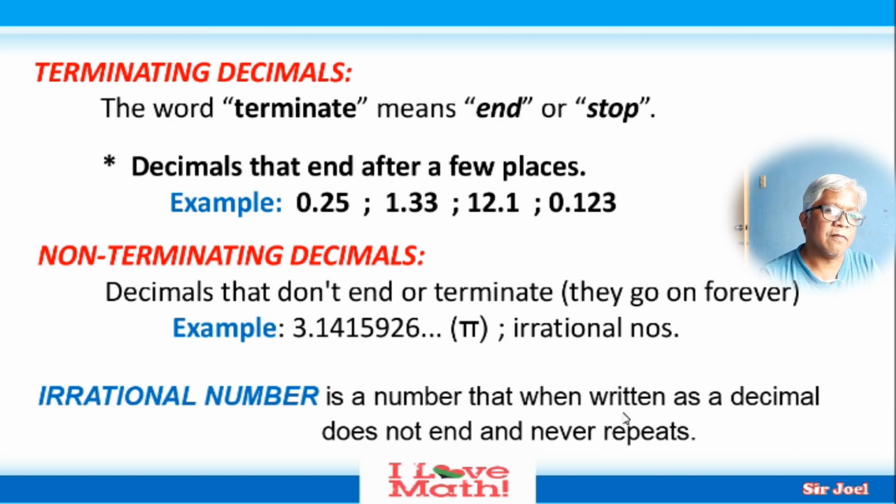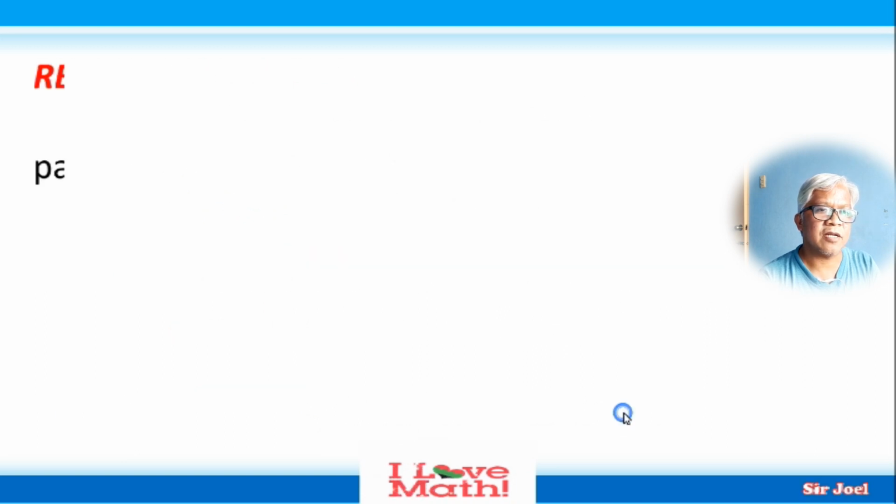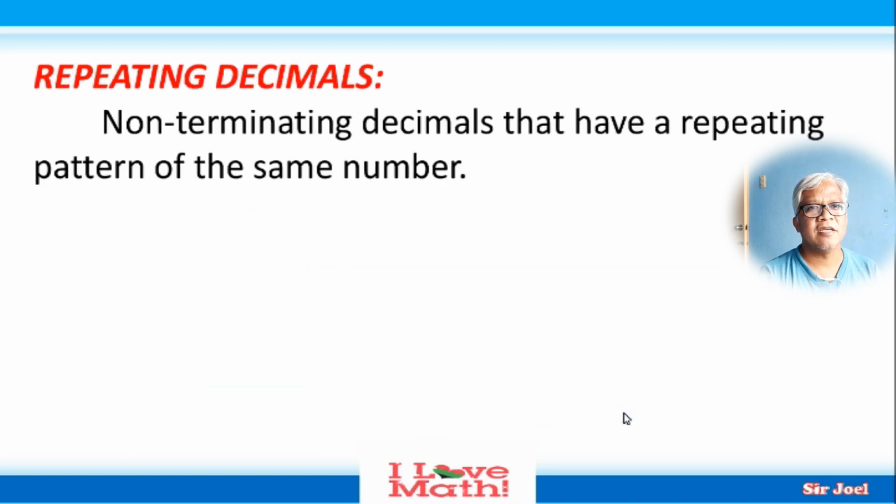Okay? Now, we also have this what you call repeating decimals. So, nabanggit ko kanina doon sa non-terminating, dire-diretso, tapos hindi nauulit. So, meron pala tayong tinatawag na repeating decimals. From the word repeat, edi malamang ito ay nauulit. But from here, we have defined that it is a non-terminating decimals that have a repeating pattern of the same number. Well, pag sinabing repeating decimals, may dalawang klase ito. One is pure and the other is mixed.